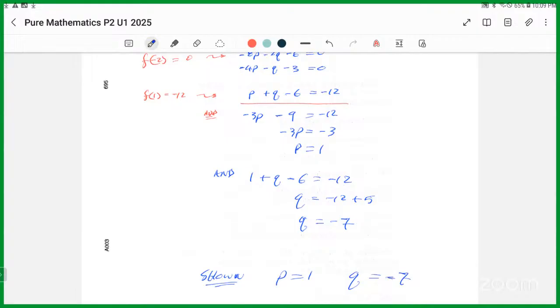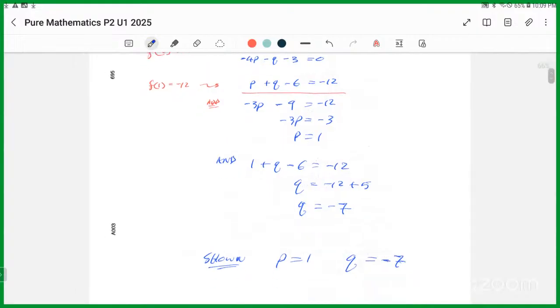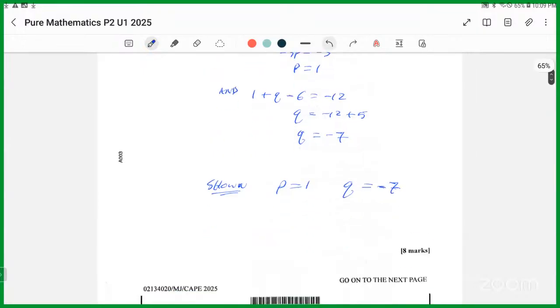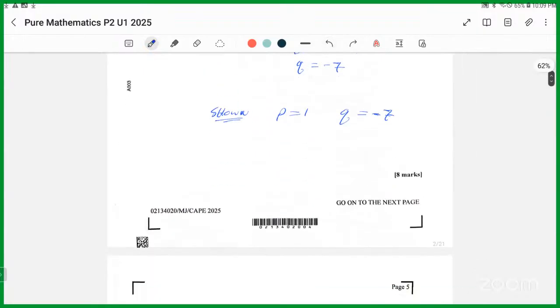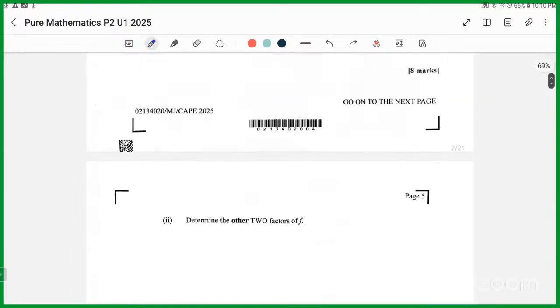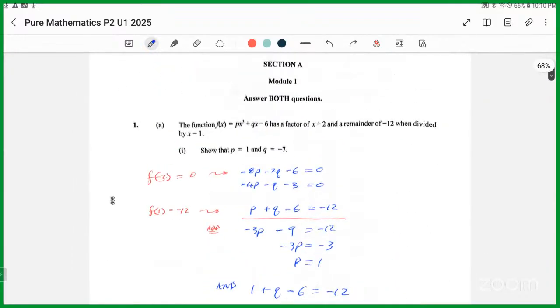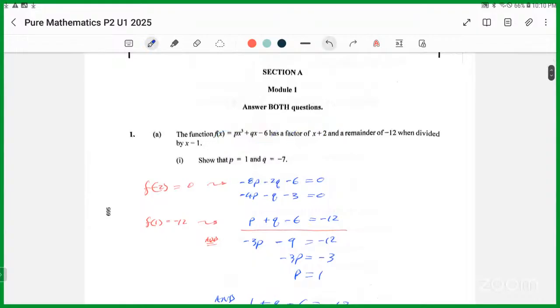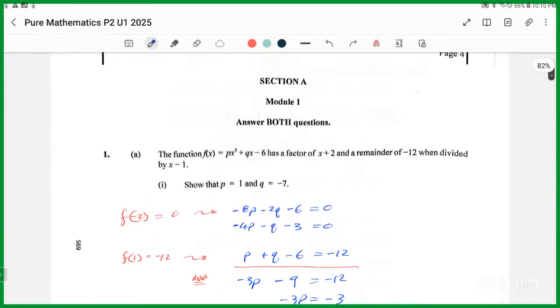Nice way to start that exam paper. You know that your first question is correct. 8 marks. Wow. All right, let's continue. Next part: determine the other two factors. To do that, we basically divide by the one factor that we have. So p equals 1 and q equals -7. The f of x is really x cubed, minus 7x minus 6, and x plus 2 is a factor.